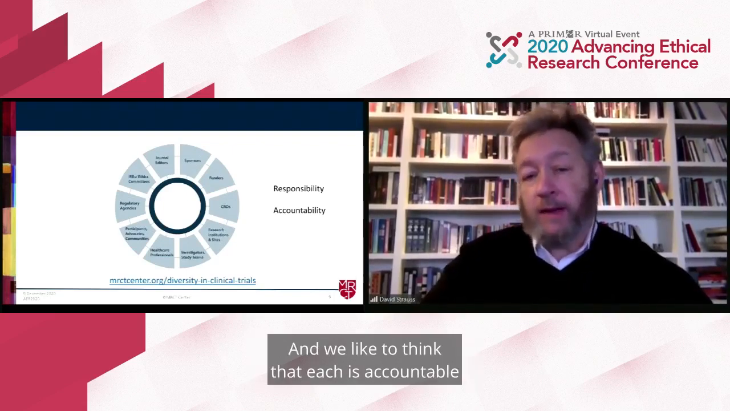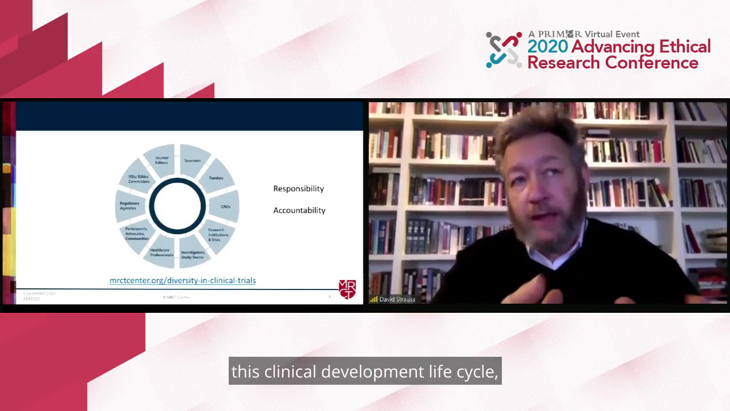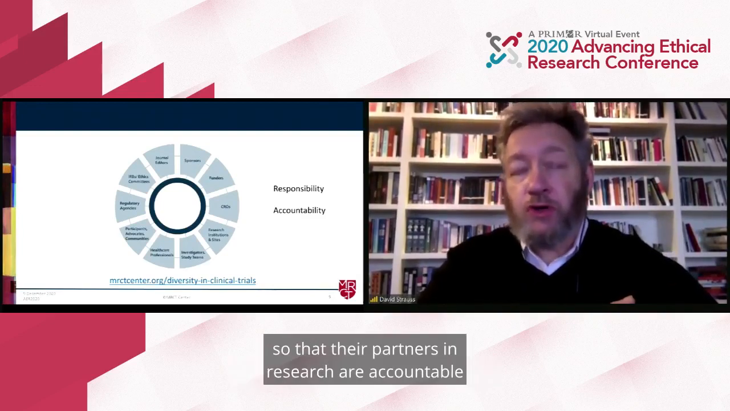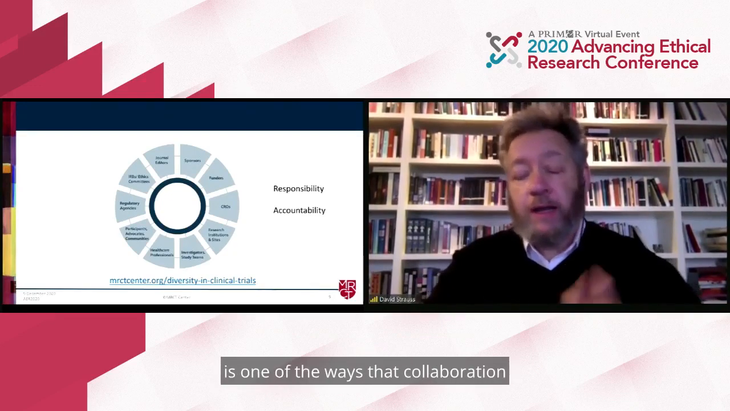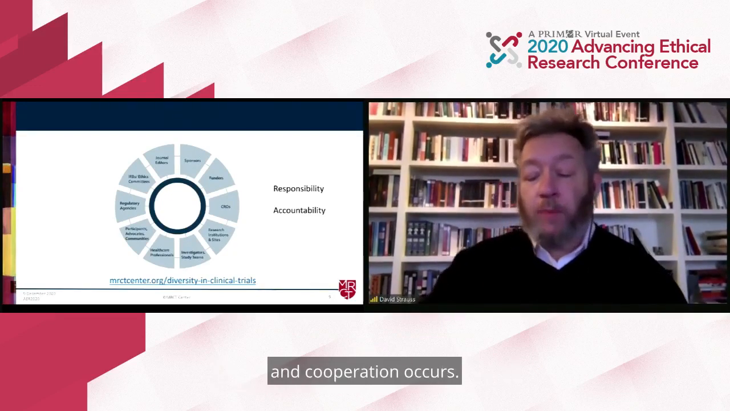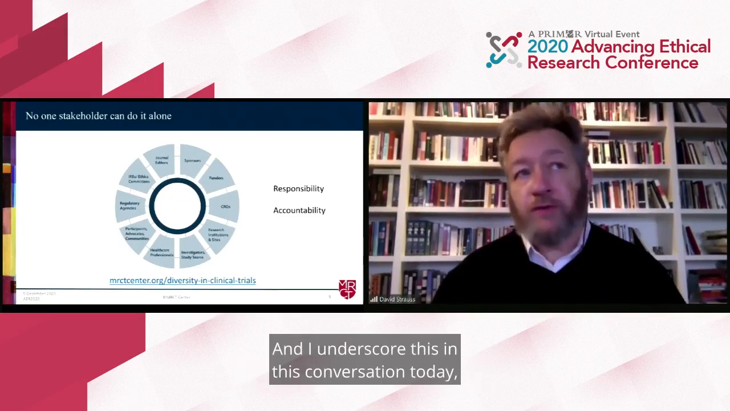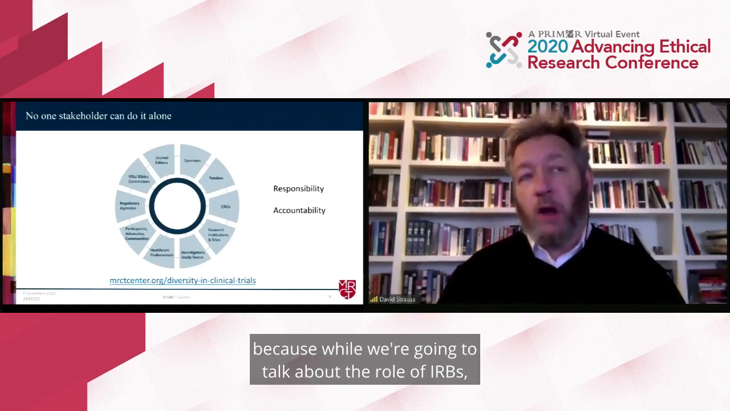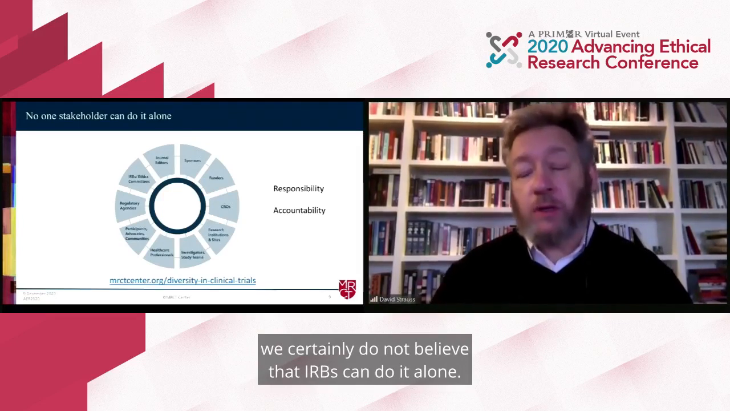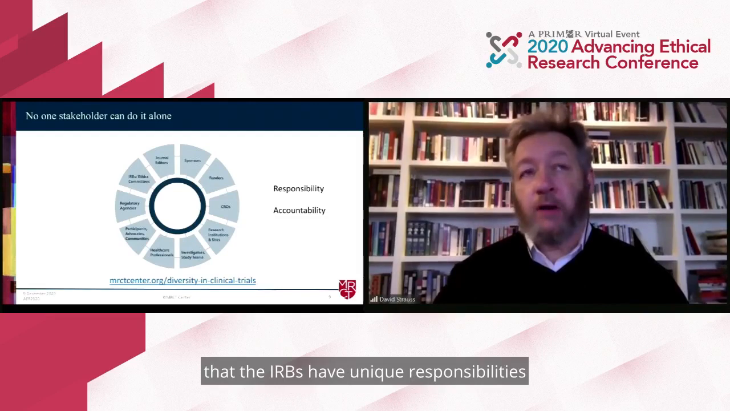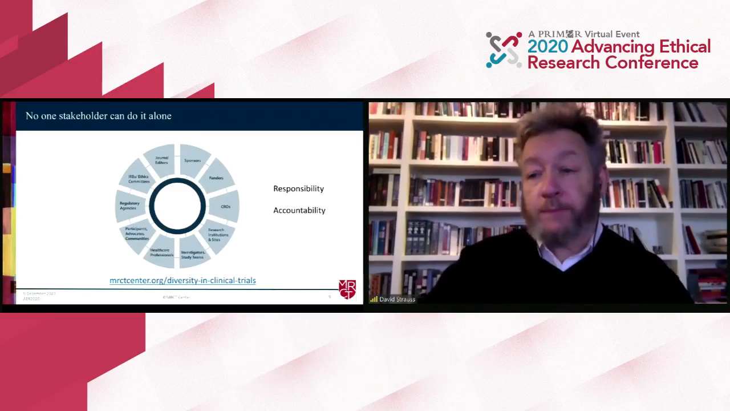And we like to think that each is accountable to others along the pathway, this clinical development life cycle, so that their partners in research are accountable to them and they to their partners. That, as a way of thinking about it, is one of the ways that collaboration and cooperation occurs. No stakeholder can do it alone. I underscore this in this conversation today because while we're going to talk about the role of IRBs, we certainly do not believe that IRBs can do it alone. We will argue, however, that the IRBs have unique responsibilities and important responsibilities in this regard.